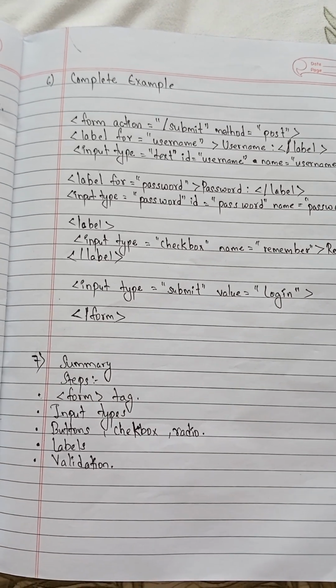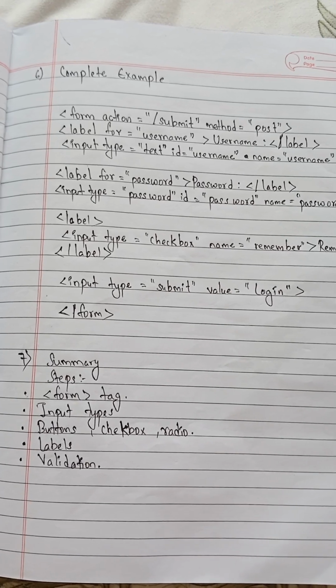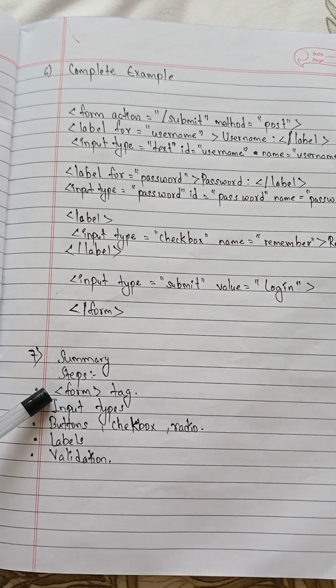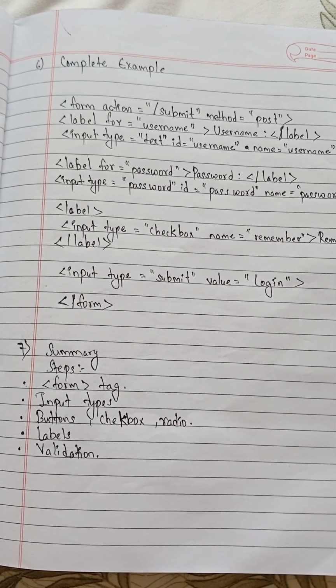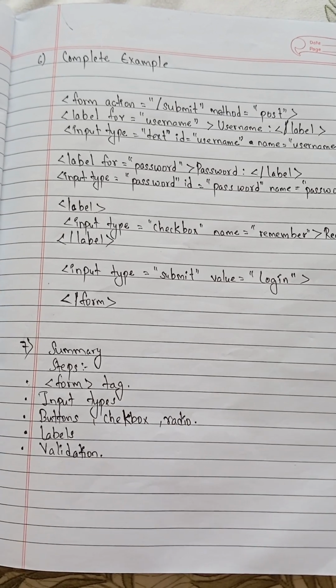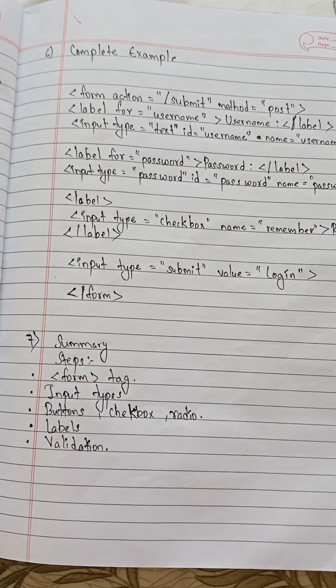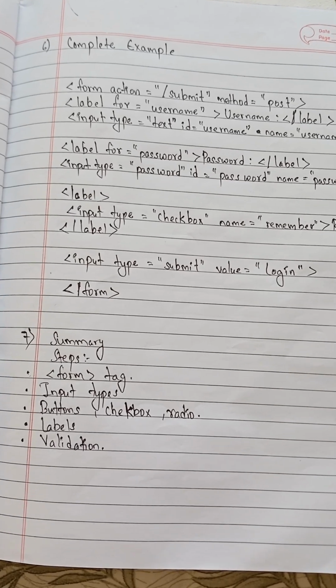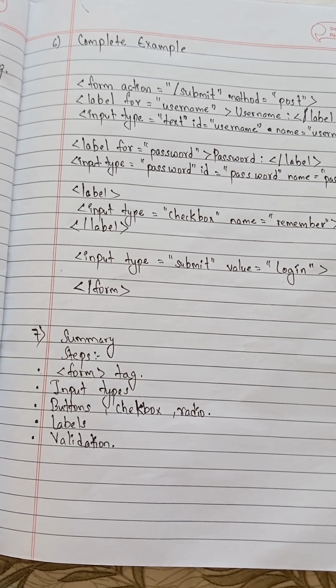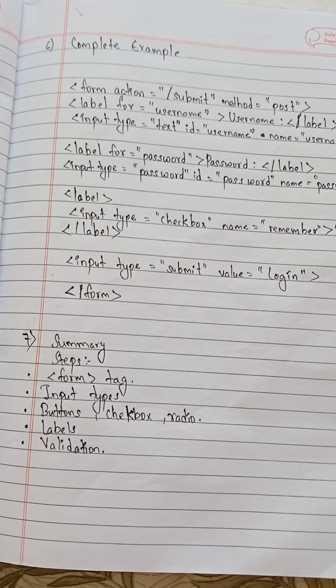data. To summarize, forms in HTML are made with the form tag. Inside the form, we add input, buttons, checkboxes, and radio buttons. We use labels to connect text with inputs, and we use validation to check the data before sending. And this is how forms are built in HTML.